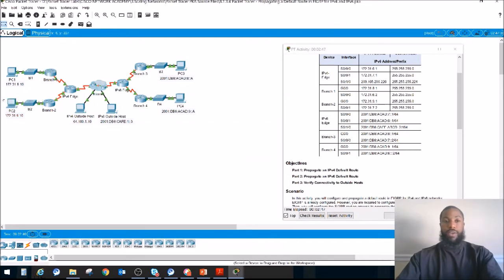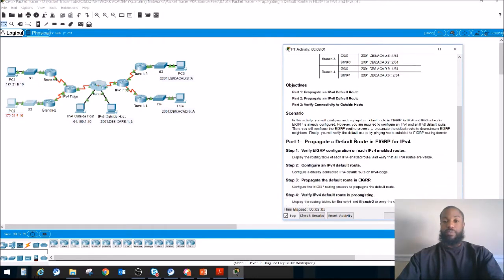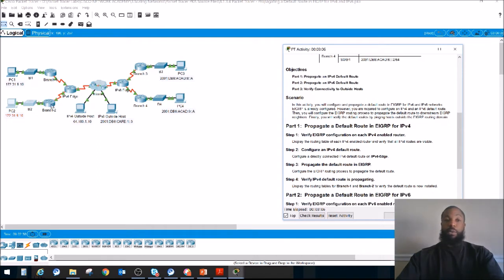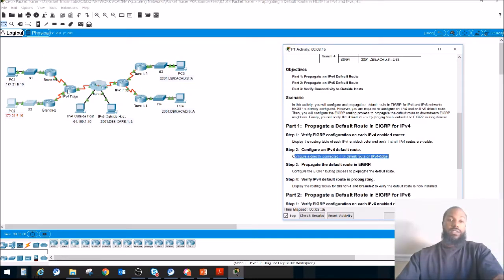So he learned that route. Branch 1 learned about this network using EIGRP. But what he doesn't have is a default route. And we're going to configure the default route on IPv4 edge. I'm not going to show y'all the routing table for this one over here. It's similar, it's just going the other way. You'll configure a directly connected IPv4 default route on IPv4 edge. So we need to configure a default route to get to the internet.